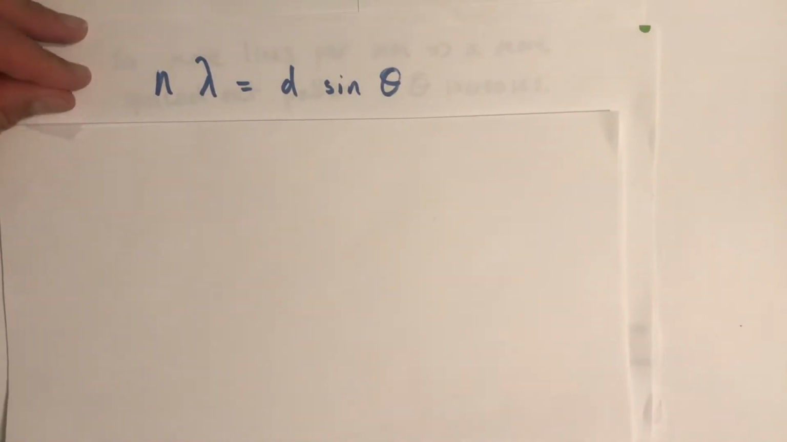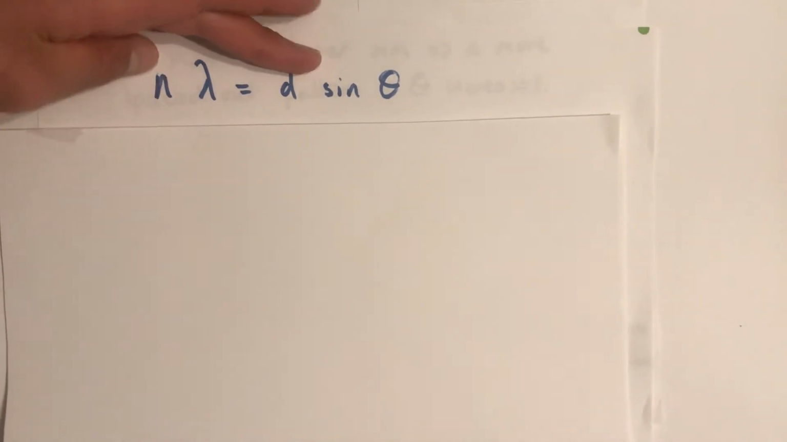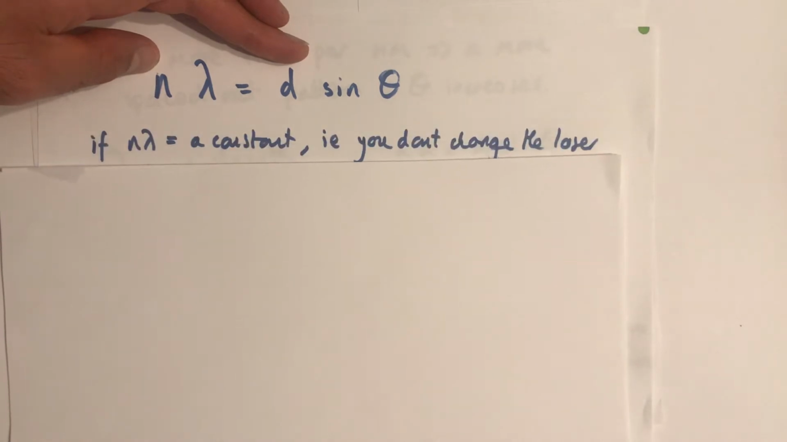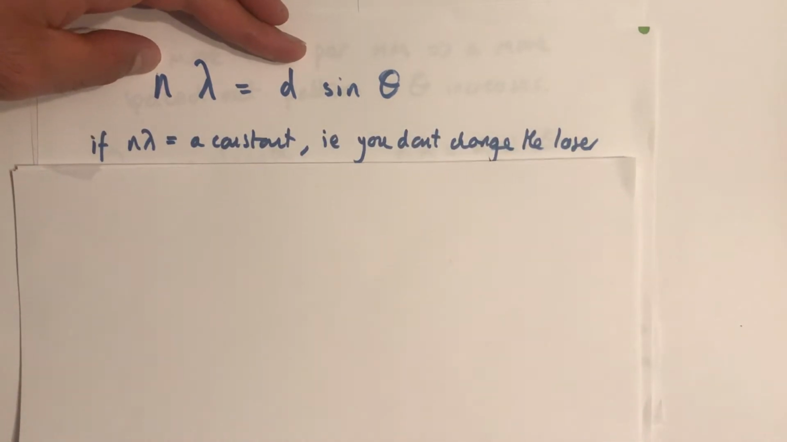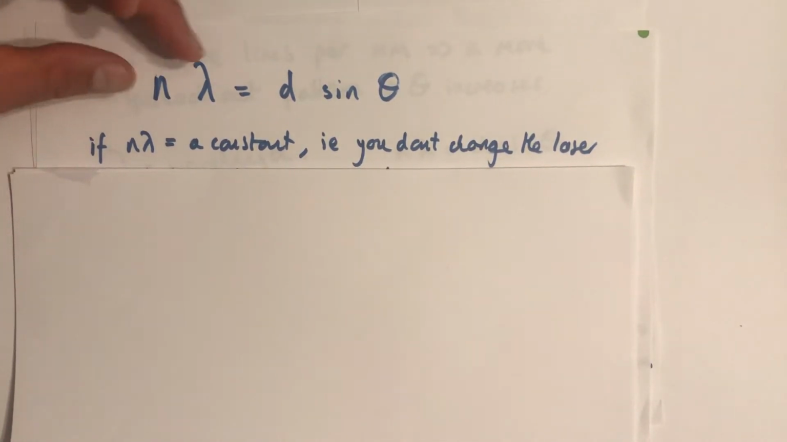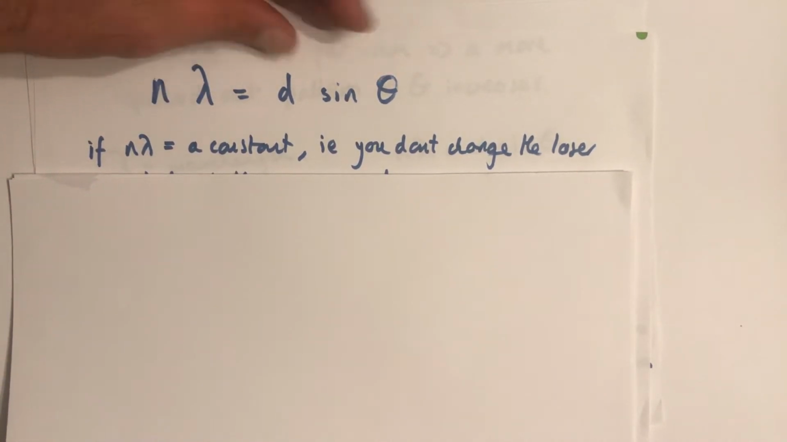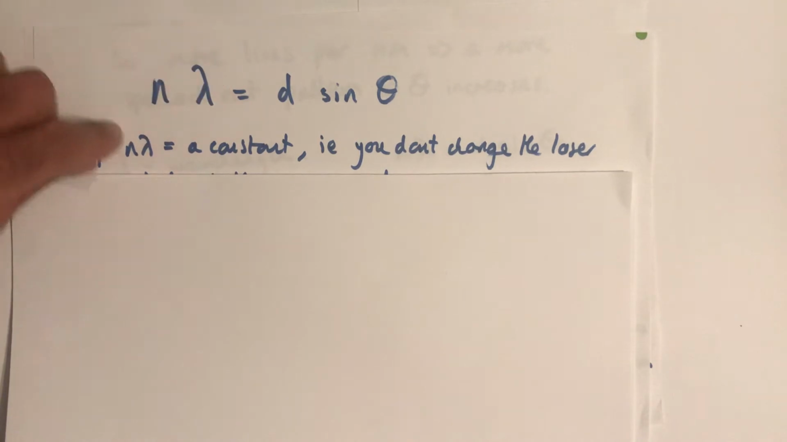Okay, so let's start off with the equation. That's at the heart of the whole business. If you can remember this diffraction grating equation, you can then use it to solve all these issues. Now remember, if you don't change the source of light, then the n lambda part is going to be constant.